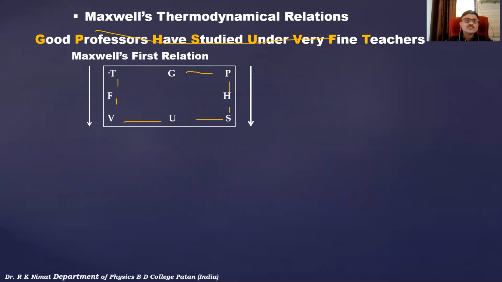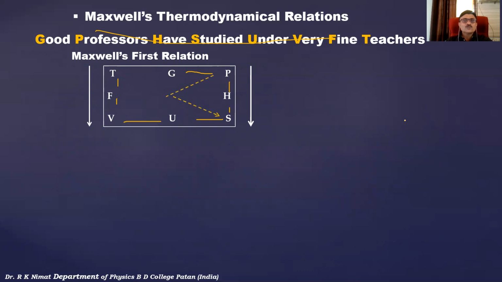Means you have to take the differentiation of T with respect to V and differentiation of P with respect to S. That we have to take these partial differentiations. And again, you have to draw two more arrows. That means this arrow starts from T. Therefore, you have to take cross arrows like this from T to S. And this arrow starts downward, means you have to take the cross arrow, diagonal arrow from P to V.